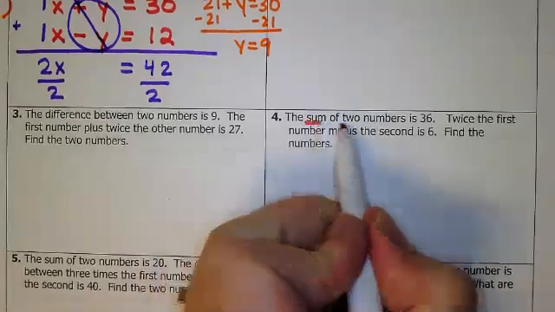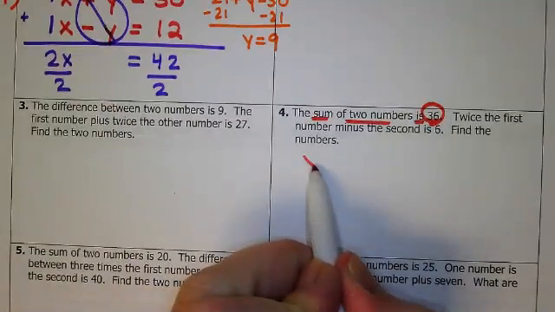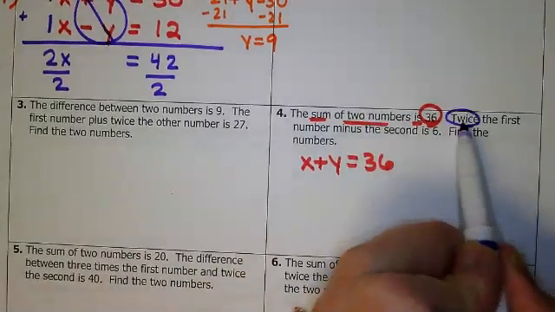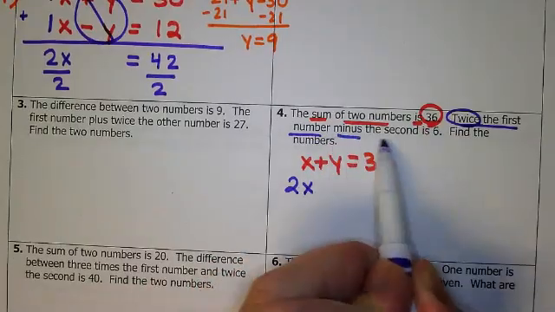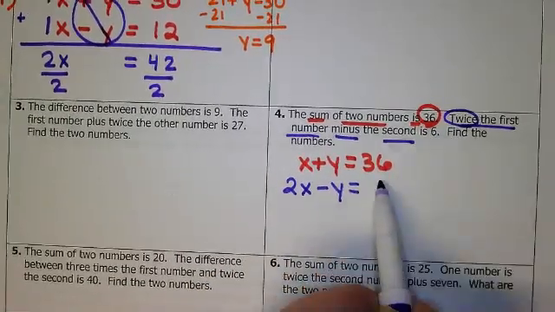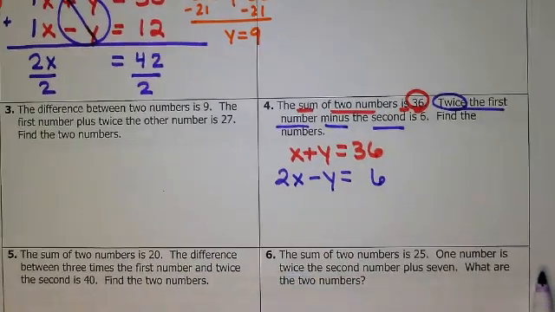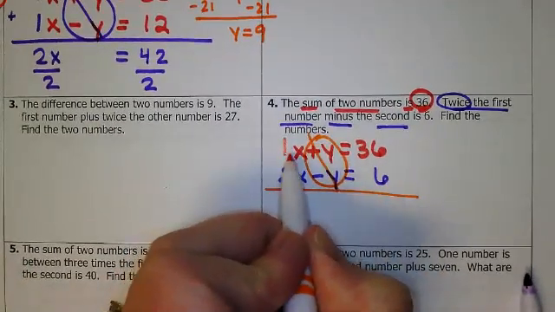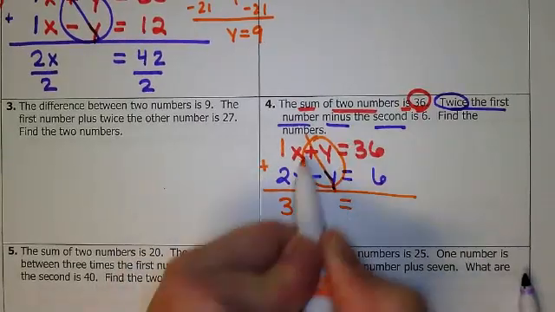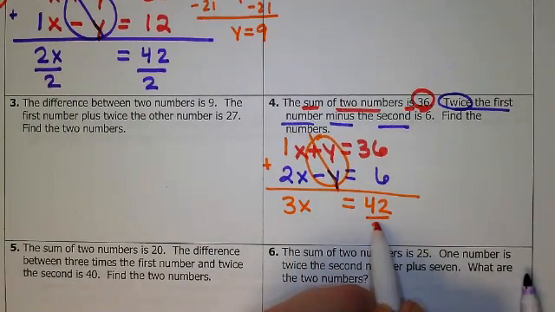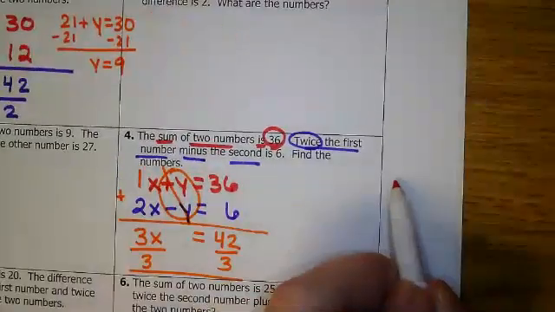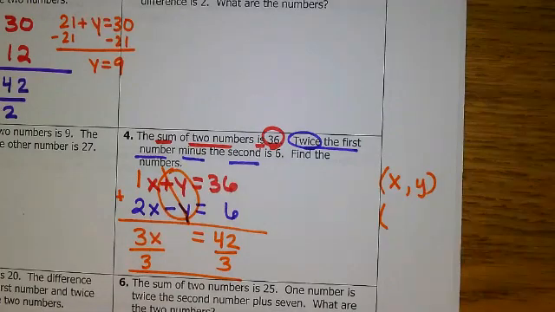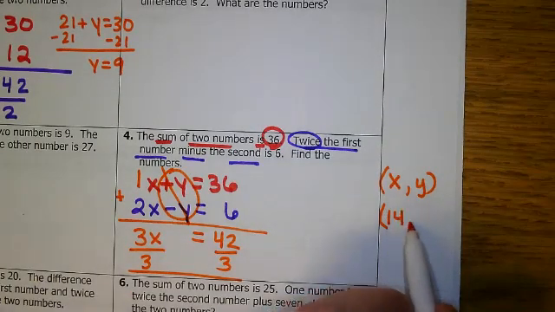All right, so the sum of 2 numbers is 36. And then I'm going to translate the second one, which is twice the first number. Twice the first number, so 2 times x, minus the second, is 6. So again, figuring out which one can you get rid of. And in this case, we can easily get rid of the y's. So that will eliminate these 2. So then we have 1x plus 2x, which is 3x, equals 42. 42 divided by 3, x will equal, what is that? 14. 14.